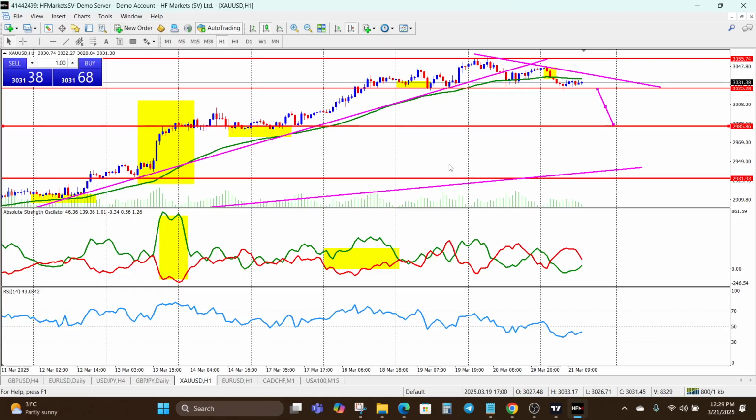All right, so basically, by following these steps, you can maximize the potential of the ASO and improve your trading strategy. Okay, the Absolute Strength Oscillator is quite an effective tool for identifying market momentum and trend strength. Whether you are a beginner or an advanced trader, this indicator can help you make more informed decisions and refine your trading approach.